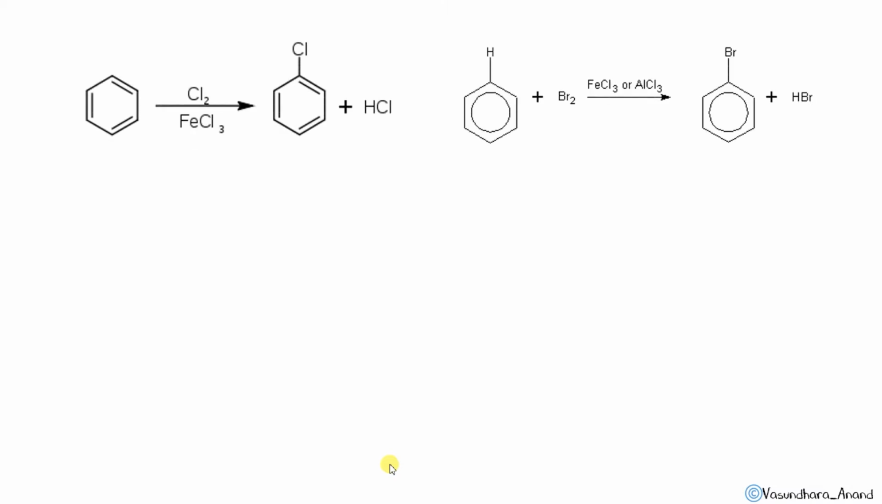Okay, now let's move to next. This is another reaction we can do the same way. This is called chlorination and this is called bromination. We can use any Lewis acid, this FeCl3 or the anhydrous AlCl3. We can take any Lewis acid.